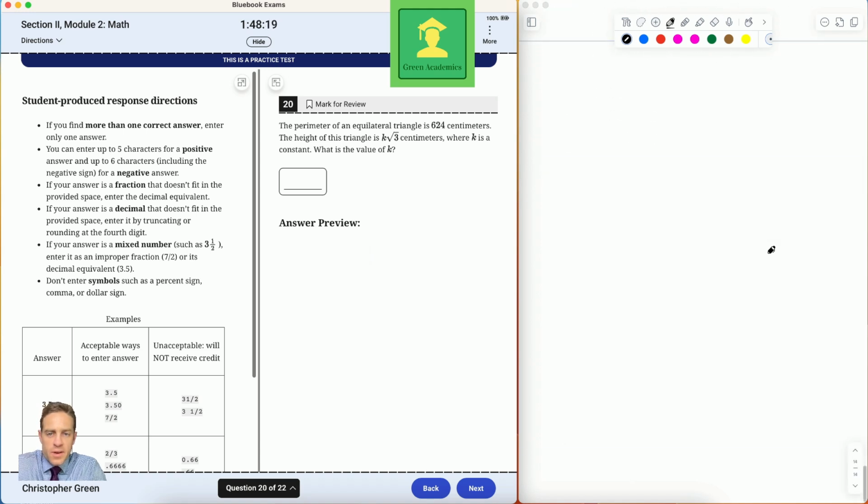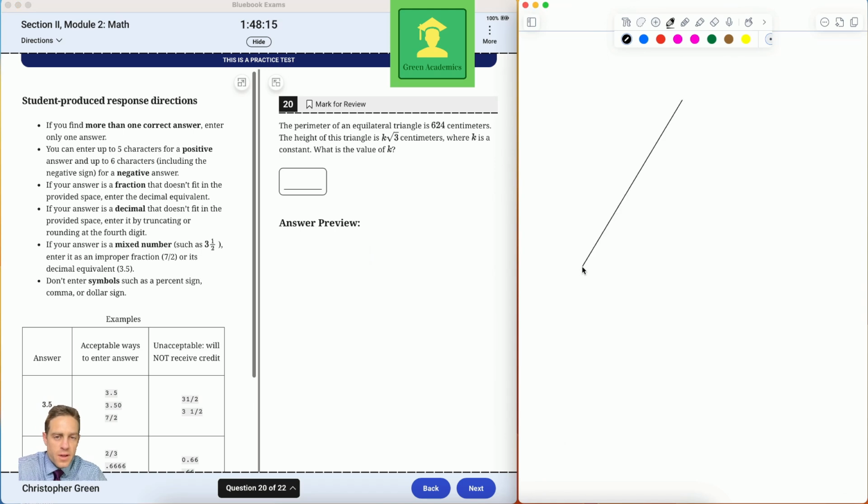The perimeter of an equilateral triangle is 624 centimeters. The perimeter of an equilateral triangle. That means that every side would be 208, right? The height of this triangle is k root 3.